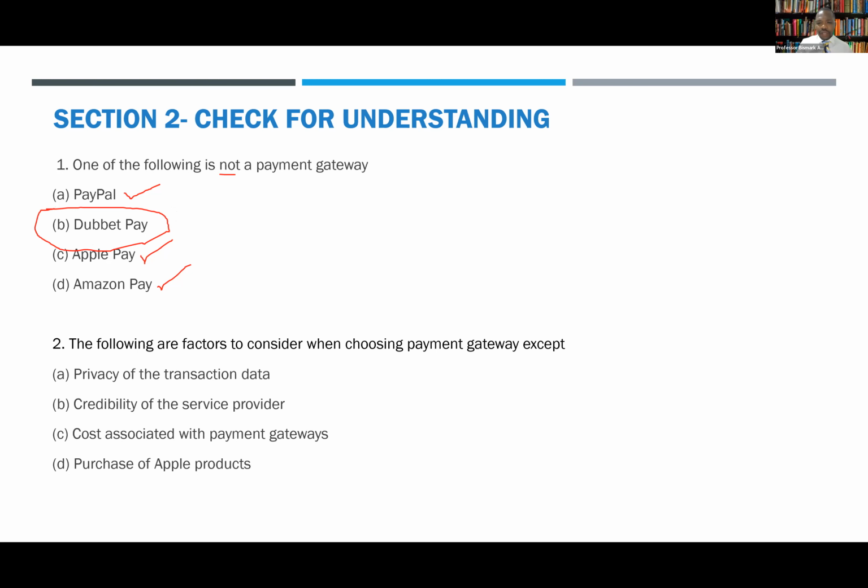Let's also look at the second one. The following are factors to consider when choosing a payment gateway. What are some of the factors? And then one is not correct. Can you do that for me?